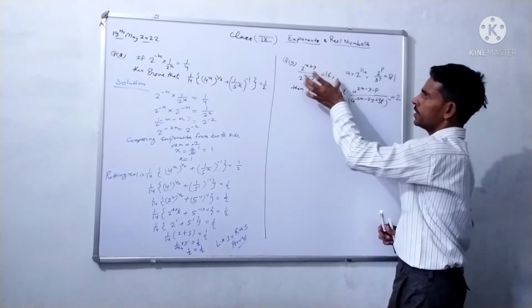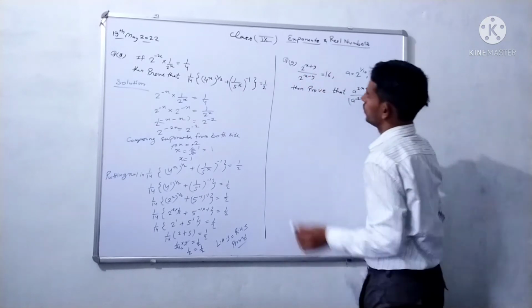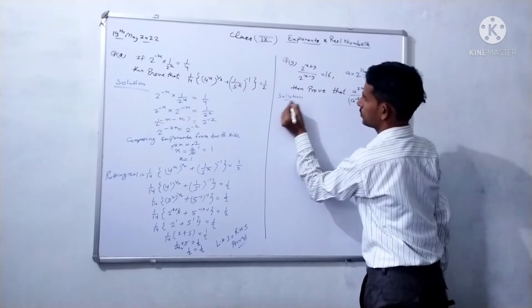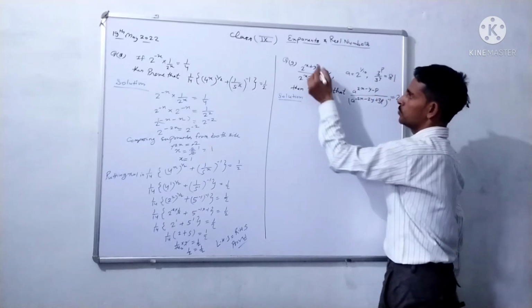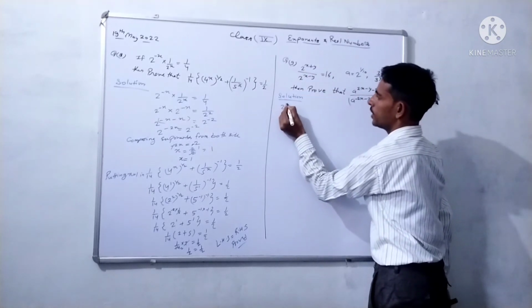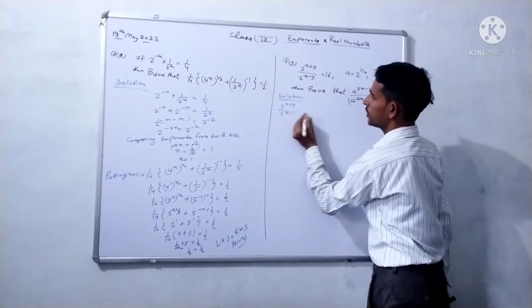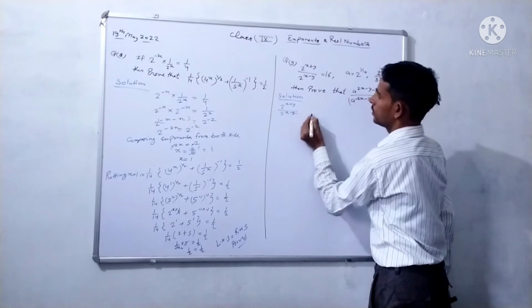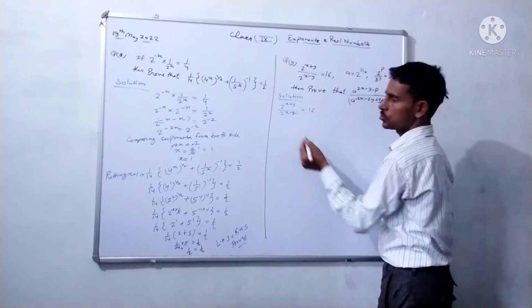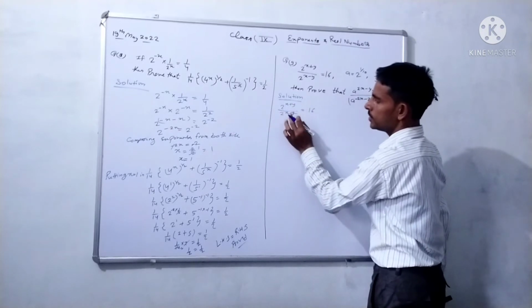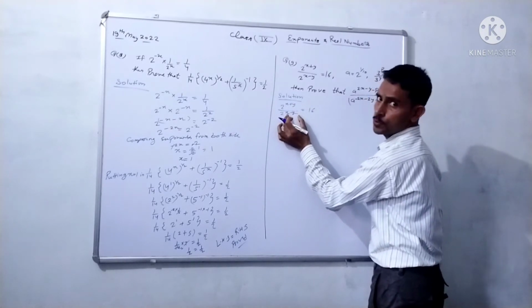So first of all, take this value. We can write 2 to the power x plus y upon 2 to the power x minus y equal 16. So we can write, when we take it in the numerator part, then the sign of the exponent will be changed.